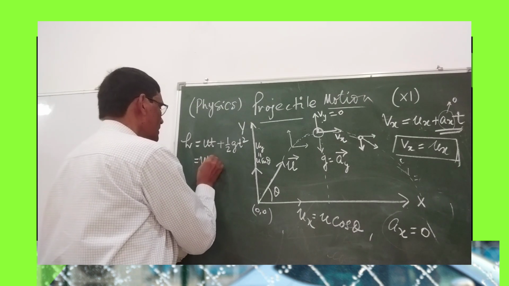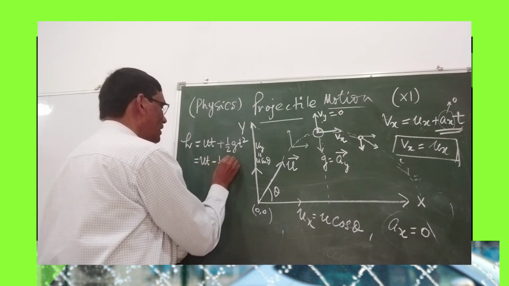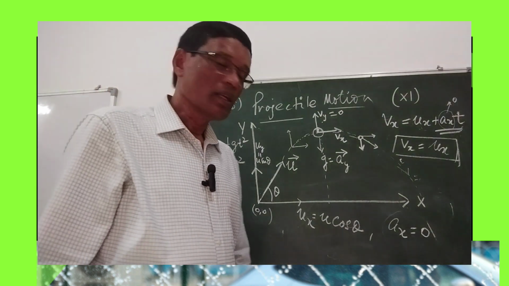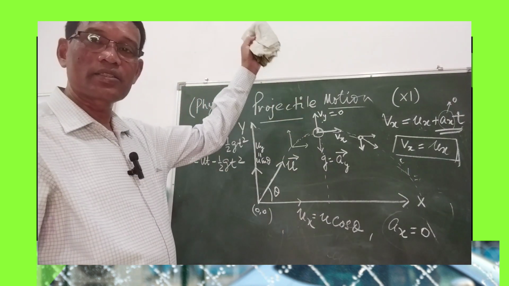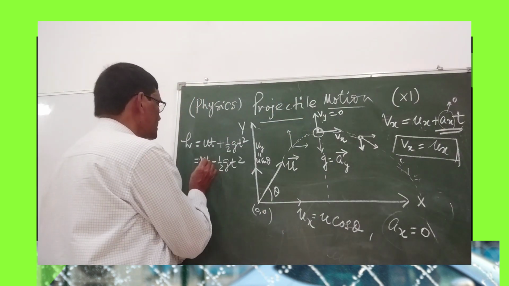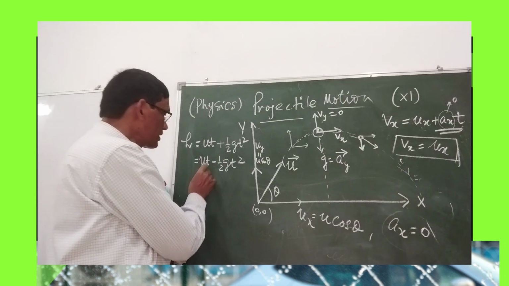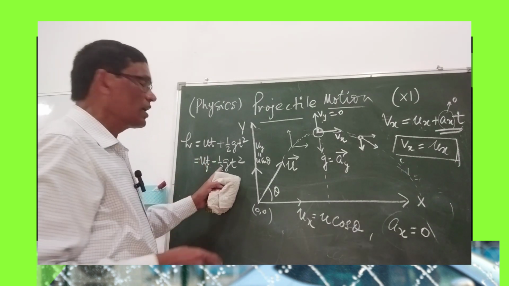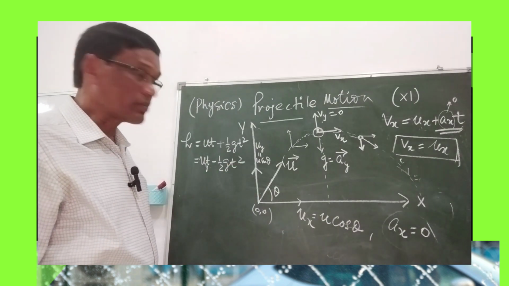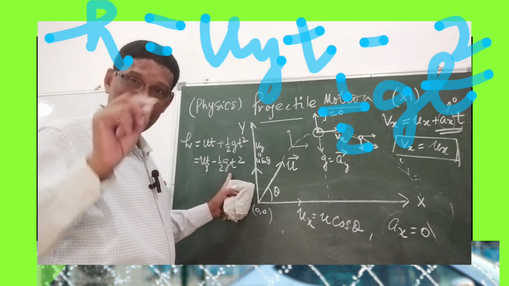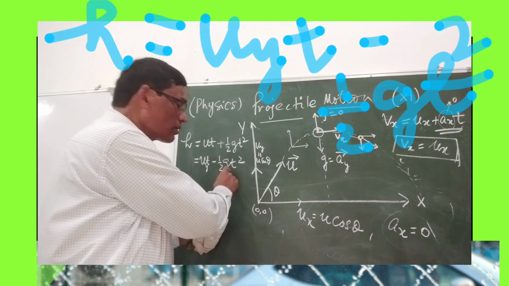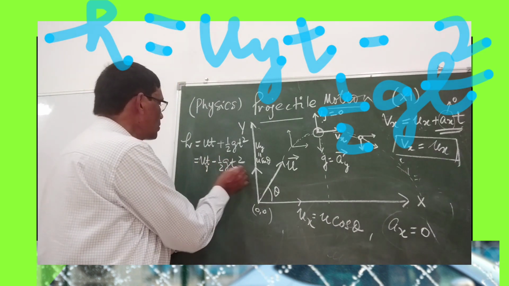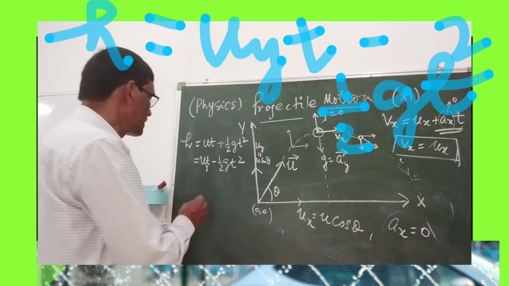ut minus half gt square. Now h is the vertical height, so we will be writing the y component of it. So uyt and half of gt square, because ay, the acceleration along the y axis, is g with the negative sign. So we will be writing uyt minus half gt square.